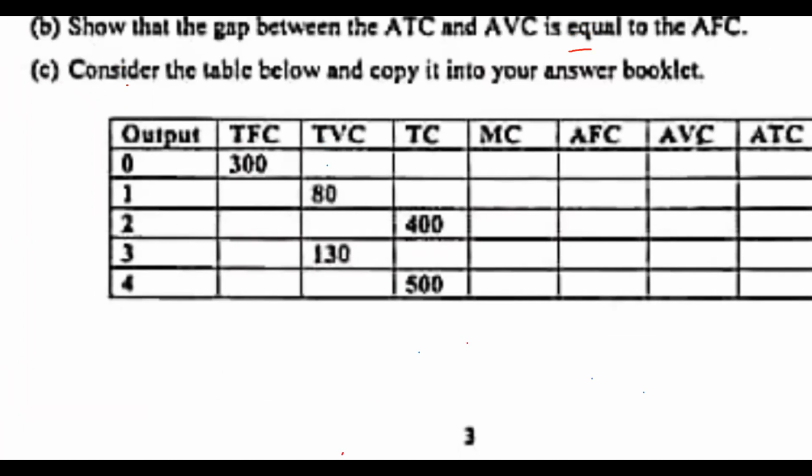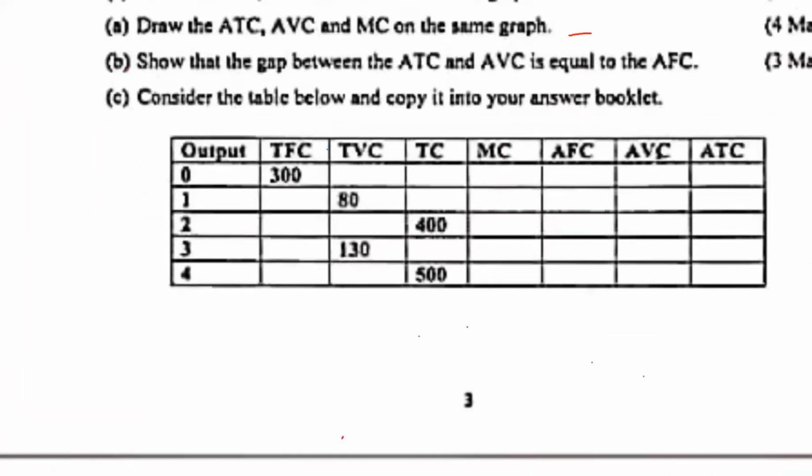What we are given here, the first one: observe that we are given the total fixed cost and the output. We need the total variable cost. We don't have the total cost. We don't have anything. So how do we find the variable cost? Those are questions that you need to answer.